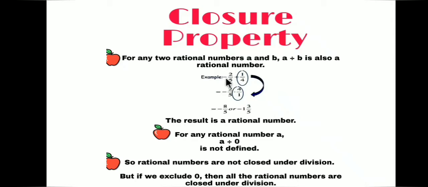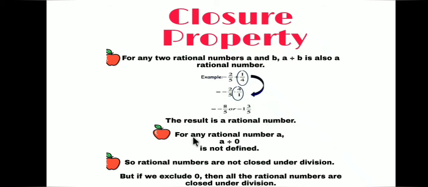Example, if we are dividing minus 2 upon 5 by 1 upon 4, we will write the first rational number as it is, minus 2 upon 5, into the reciprocal of the second rational number, which is 4 upon 1. Minus 2 upon 5 into 4 upon 1 is equal to minus 8 upon 5, or minus 1 3 upon 5. This is also a rational number. The result is a rational number.